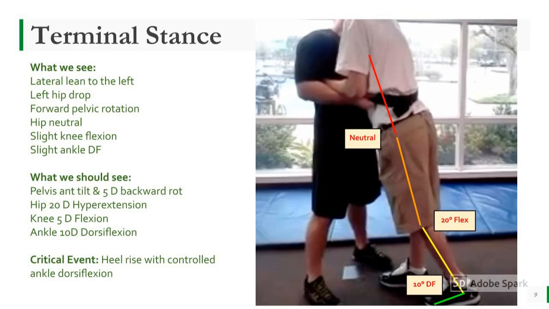Terminal stance marks the moment when the body progresses past the forefoot. The hyperextension of the hip and the slight flexion of the knee are done so passively due to the momentum of the body continuing forward throughout ambulation. The ankle achieves dorsiflexion control by the calves.